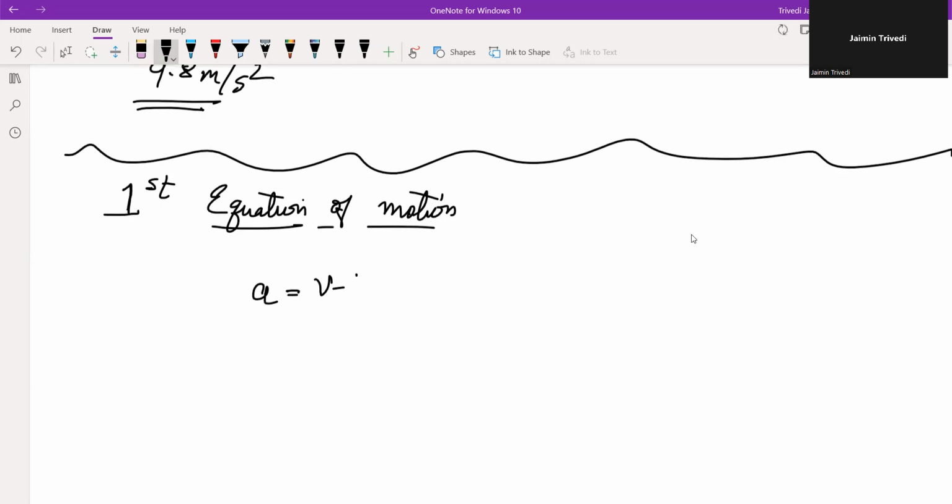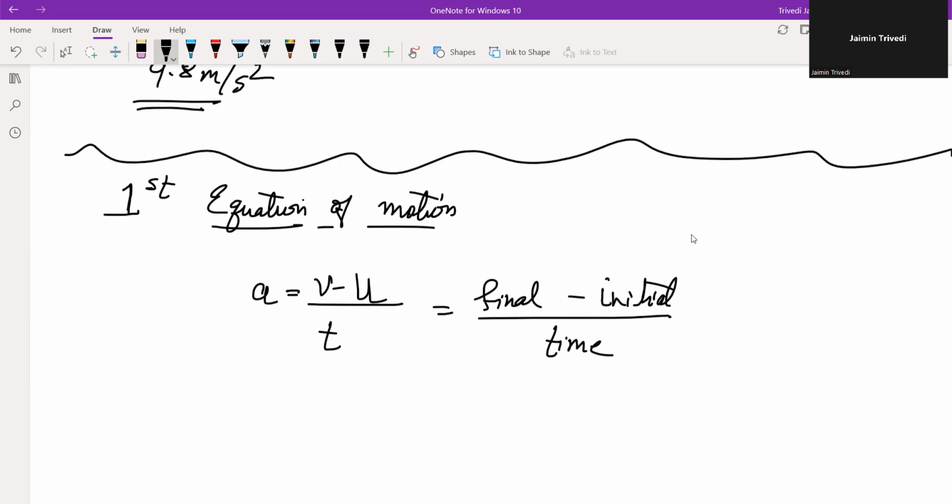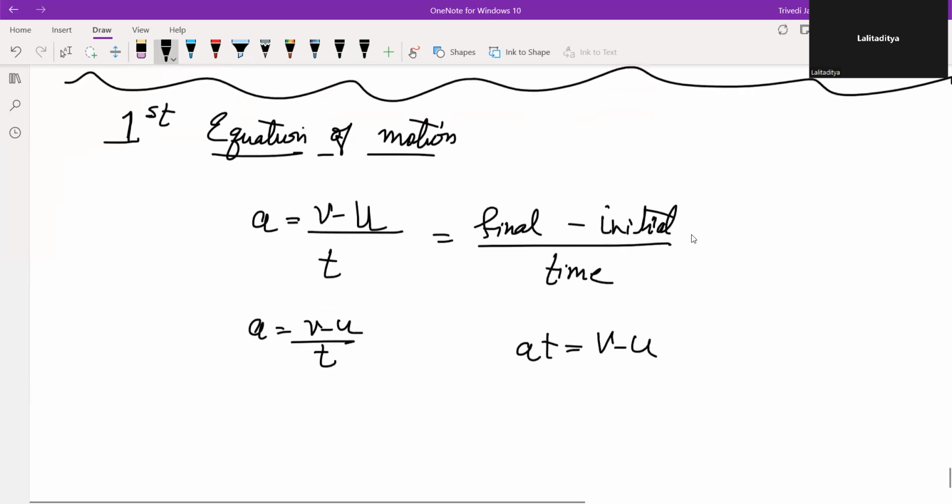So what is acceleration? Change of velocity, so v minus u by t. What is v? Final velocity. U is initial velocity. A is acceleration, and t is time. So a equals v minus u by t. So at is equal to v minus u, and v is equal to u plus at. Exactly.